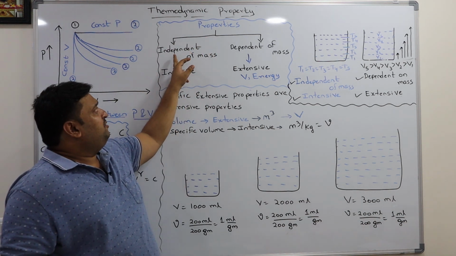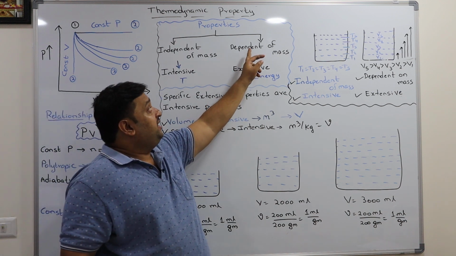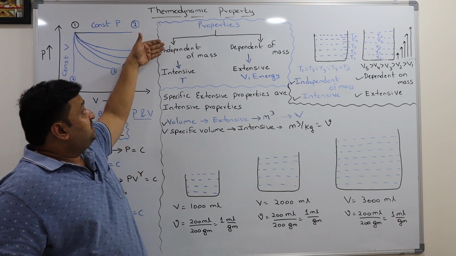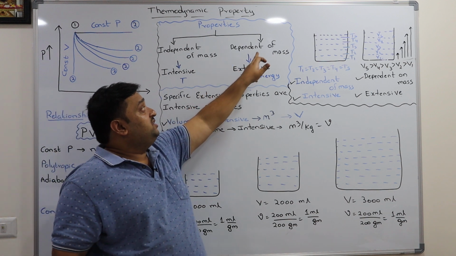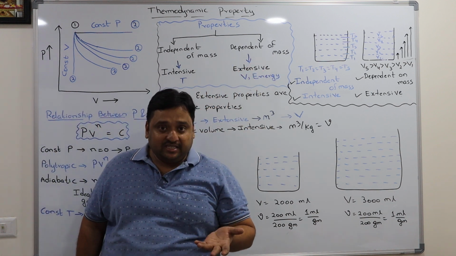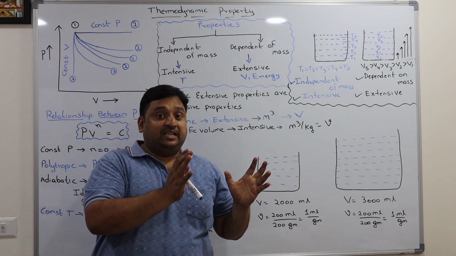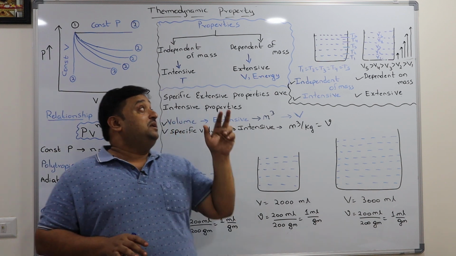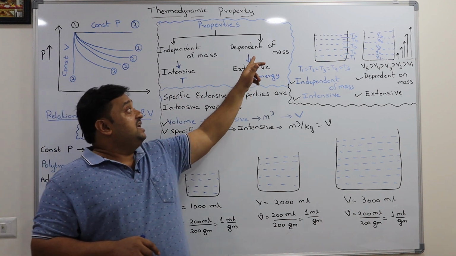When you define the properties, there are few properties which are independent of mass. There are properties which are dependent on mass. The properties which are independent of mass are called intensive properties, and those which depend on the mass are called extensive properties. Independent of mass means how much amount of matter is there, it doesn't matter. Those are called independent properties, independent of the mass, which are intensive properties.